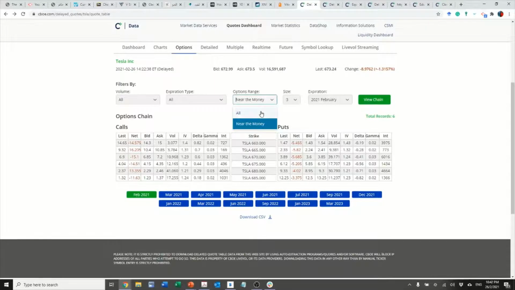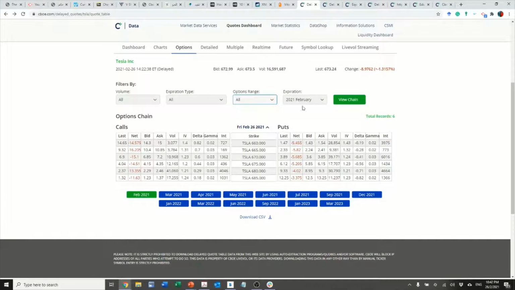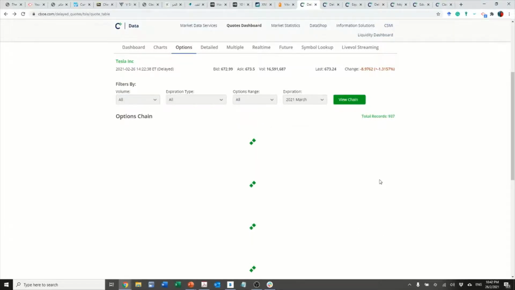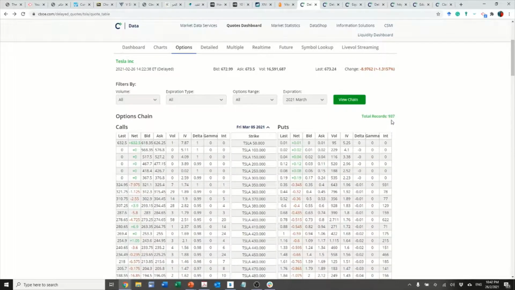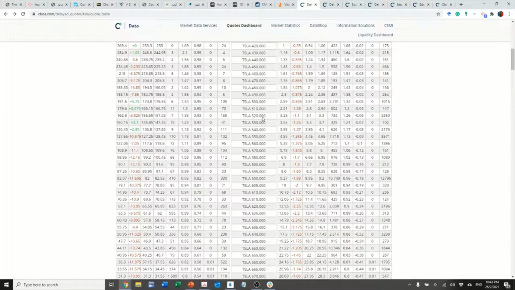Now if we look at all the range available, it doesn't make sense to look at February because February has expired. Let's look at March, for example. So in March, there are at least 937 different strike prices, and we will see that from one price to another, the tick size changes by 10, which is what we observed in the rule before.